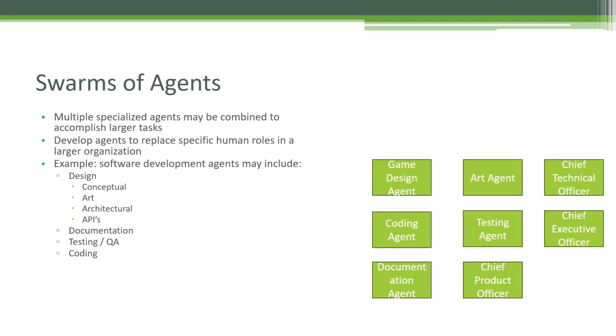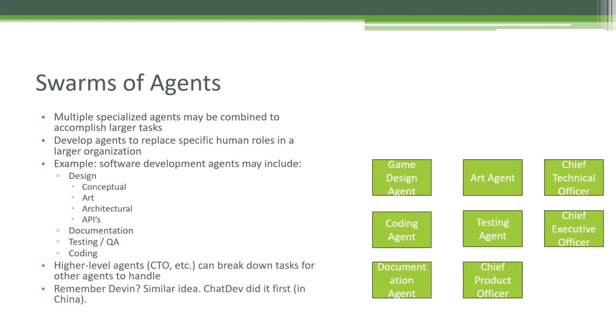So you could have these swarms of agents that all work together to perform different tasks to provide an even larger end result. You might even remember something called Devin AI, similar idea here. ChatDev, though, was the first to do it in China. There's a paper out there you can check, and there's also an OpenDevin package out there that's a similar idea as well. So that's taking agents to the next level. Maybe I have a bunch of specialized agents that work together in a swarm of agents.